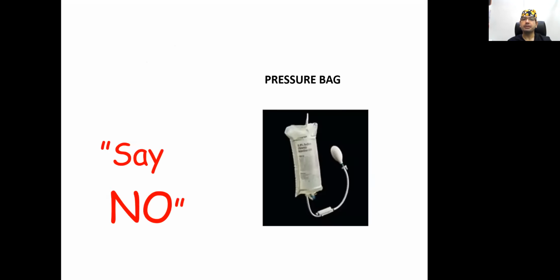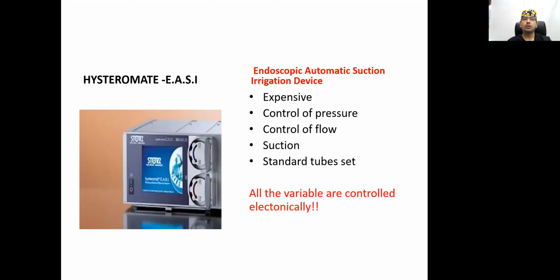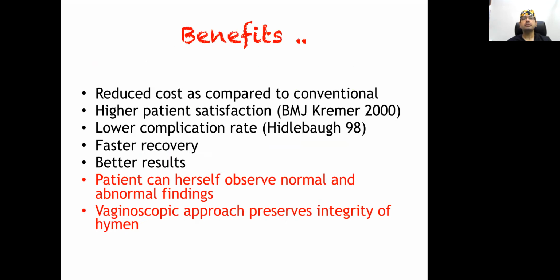So one cannot use the pressure bag, and one has to use the Hysteromat, which is expensive but can regulate the pressure at the desired level. The benefits of office hysteroscopy are reduced cost as compared to conventional, higher patient satisfaction, lower complication rate, faster recovery, and better results. The patient can herself observe normal and abnormal findings, and the vaginoscopic approach preserves the integrity of the hymen.